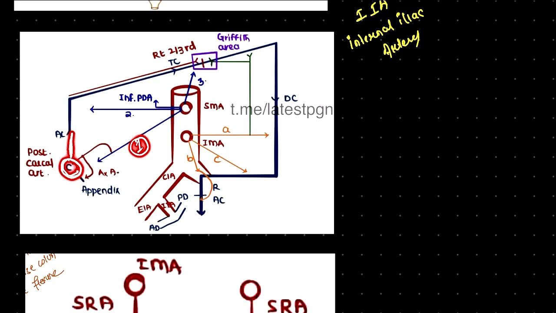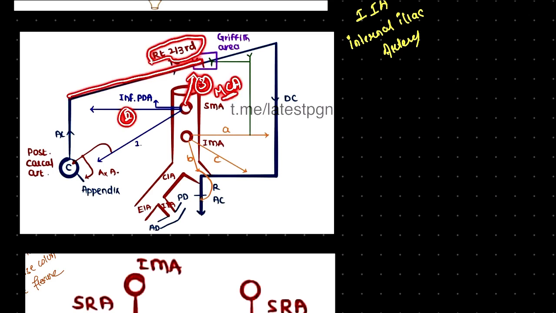Now talking about the second branch of our superior mesenteric artery, we talked about the right colic artery. What we said is that it will supply the right side of the colon, or we can say the ascending colon, right? This was all about the right colic artery. Now moving further, we had the third branch. What was the name of the third branch? It was the middle colic artery. What was this middle colic artery doing? It was supplying the right 2/3 of the transverse colon.